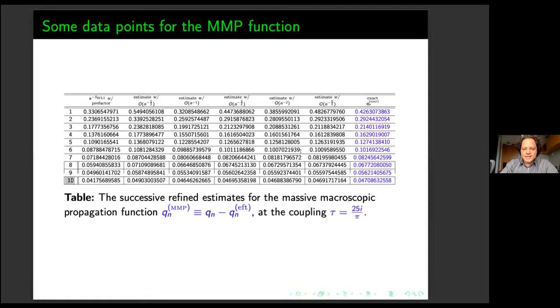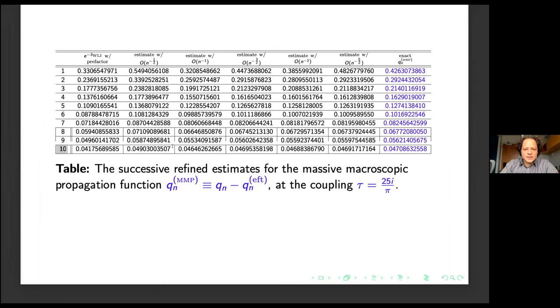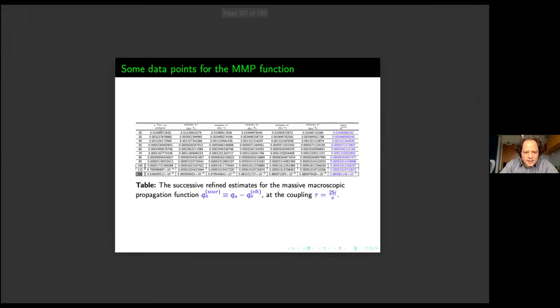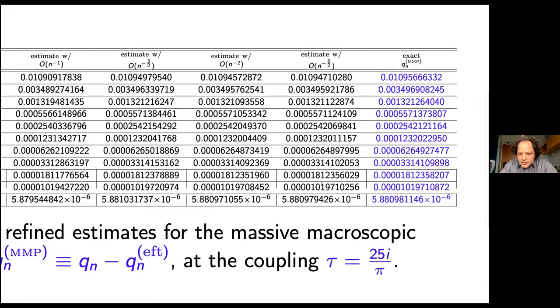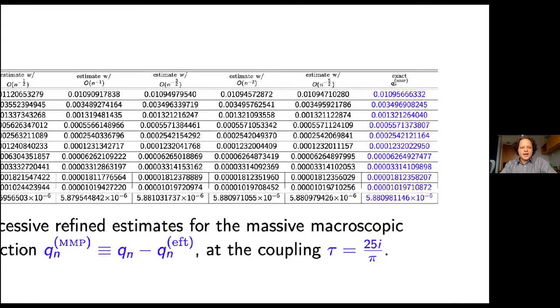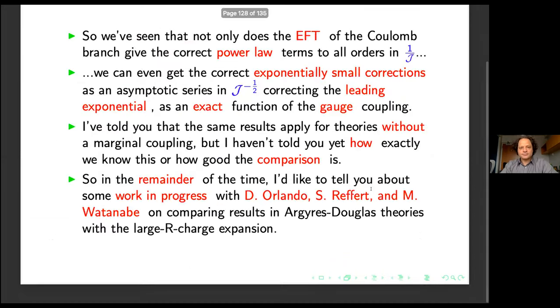Anyway, here's a table of successively refined estimates. In this table, and in the paper, I only went up to next to next to next to next to next to next to leading order. But you can see already for n equals 10, you match to a percent. And at n equals 110, you match to 7 digits. Again, this is a match of the exponentially small correction to the EFT result, as compared with the theoretical prediction.